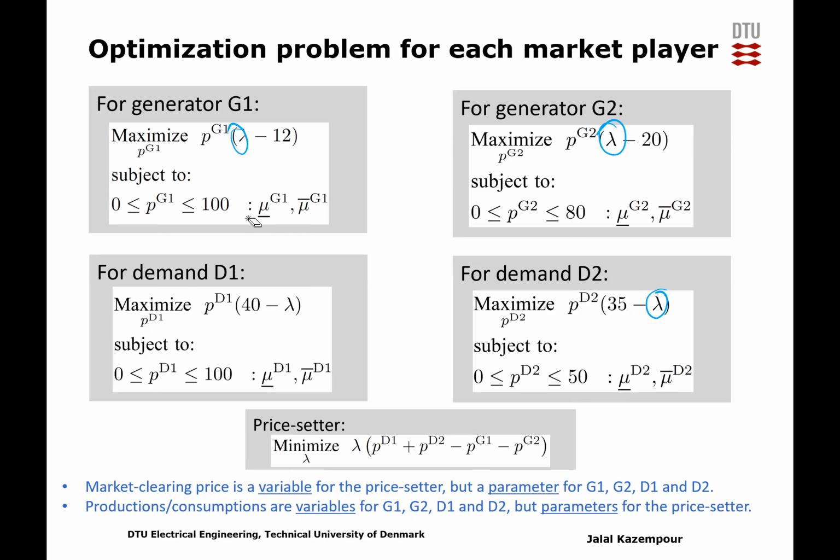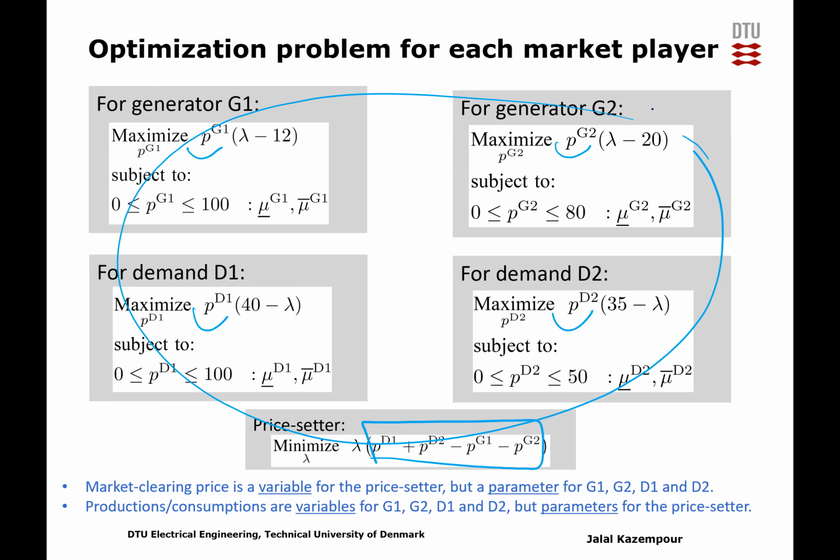And in the same way, PG1, PG2, PD1, and PD2 are variables for 4 optimization problems, while they are parameters for the price setter, right? So I'm not talking about iterative solution. I'm talking about solving all 5 problems in one shot. And as you see, we cannot solve them separately. We need to solve all of them at once.